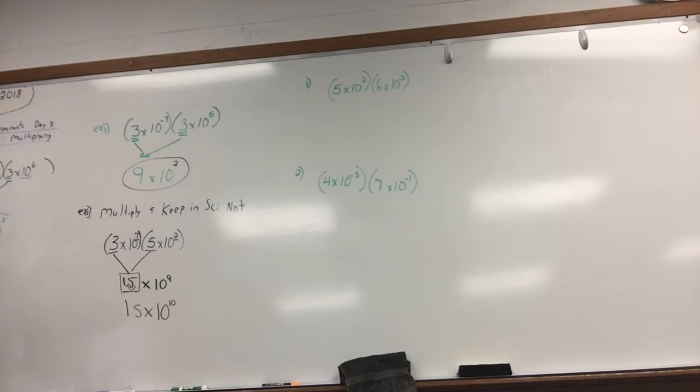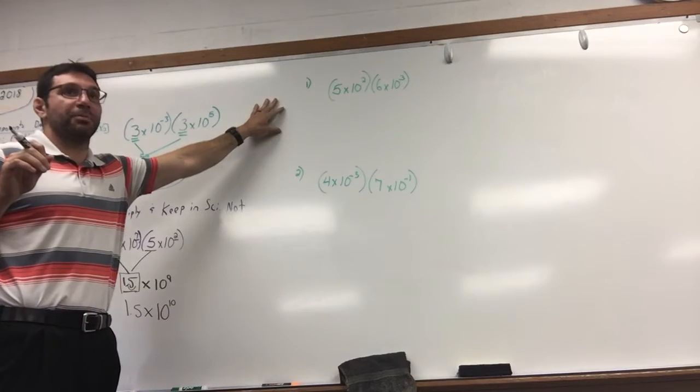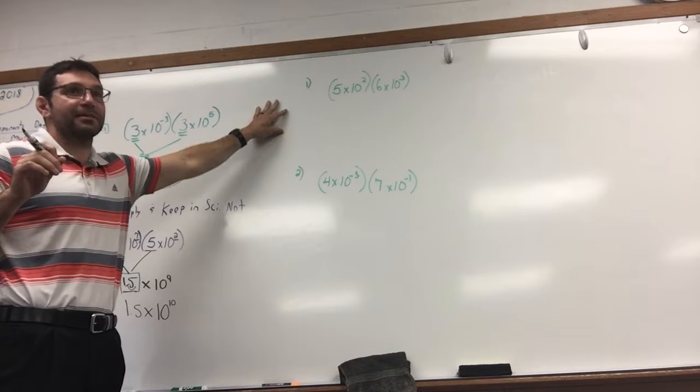Okay, so listen. I know we're not arguing, but we're talking, which is great. Okay, Jackson. Number 1. What am I going to multiply? What do we call the 5 and the 6?